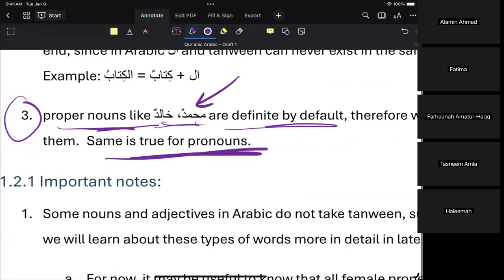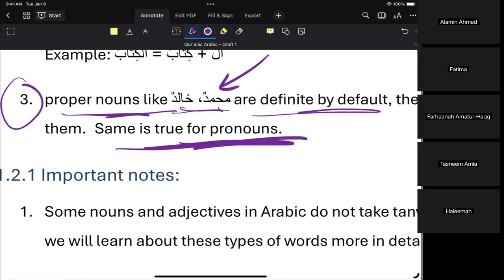Same is true for pronouns. Pronouns are also definite. Okay, when I say he is a boy, we know exactly who he is. When Allah uses the word, for example, huwa, we know in the Quran here huwa means Allah, or here huwa means the Prophet. So we will know what that pronoun refers to. Okay, so the pronouns always are definite.